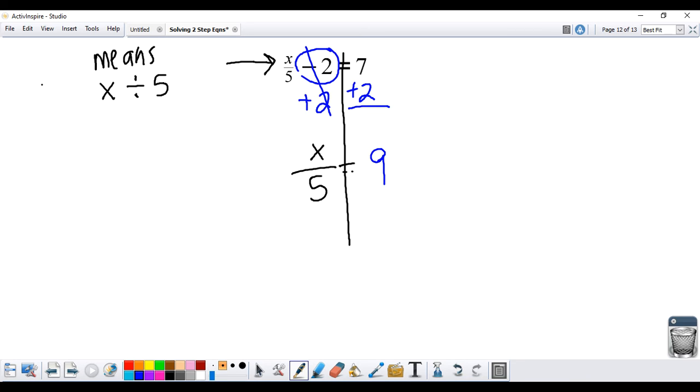Now, since this means X divided by 5, I know that the opposite of division is multiplication. So this time I'm going to multiply each side by 5, because my 5s will cancel. They make 1. 5 divided by 5 is 1. Or sorry, it's like 5 times 1/5. So I have my X equals 9 times 5 is 45.